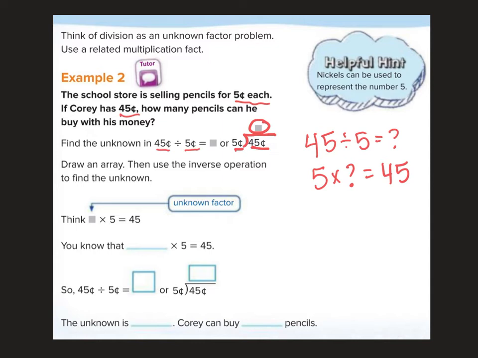I need 9 5s to get to 45. So what that means is that 45 divided by 5 is equal to 9. Okay? So I know that 9 times 5 is 45. So 45 divided by 5 is 9. Or if we're writing it with the house, we'd put the 9 on top of the house. So the unknown is 9. Corey can buy 9 pencils. I feel like I'm saying 9 a million times.